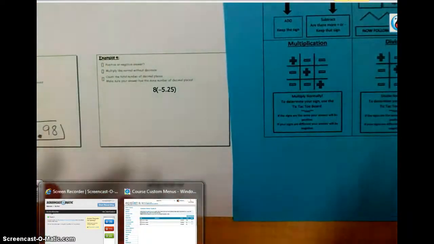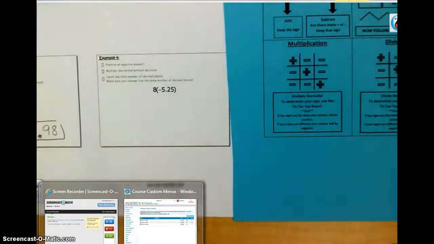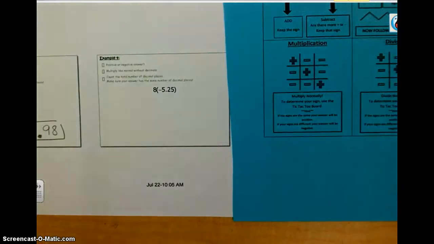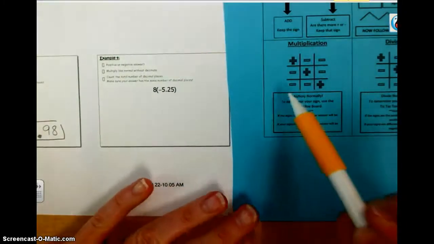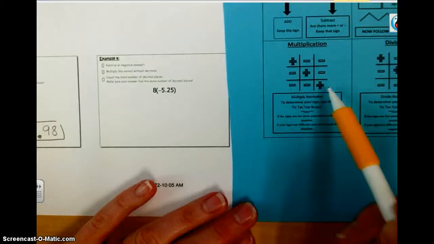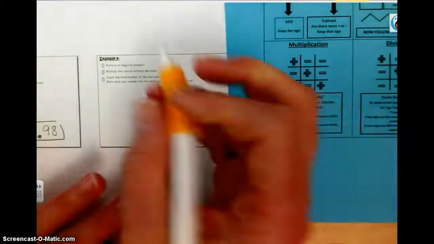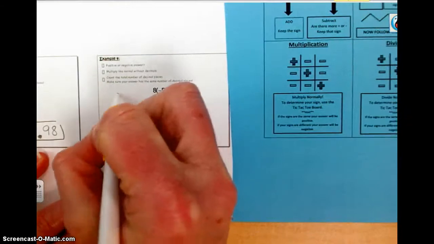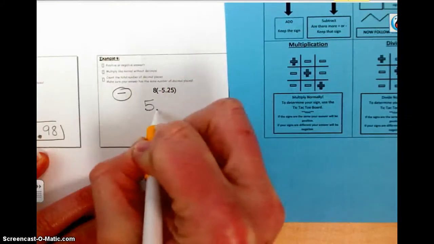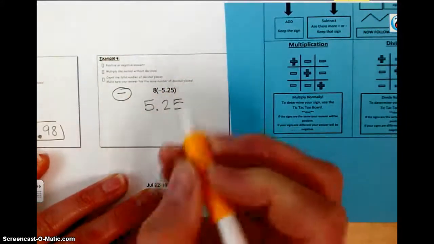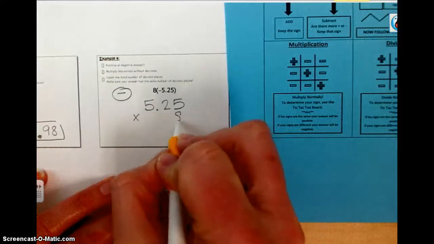As I look at my last multiplication problem, I am going to ask myself if my answer will be positive or negative, and a positive times a negative will be negative. I'm going to take 5 2500ths and put it on top times the whole number 8.